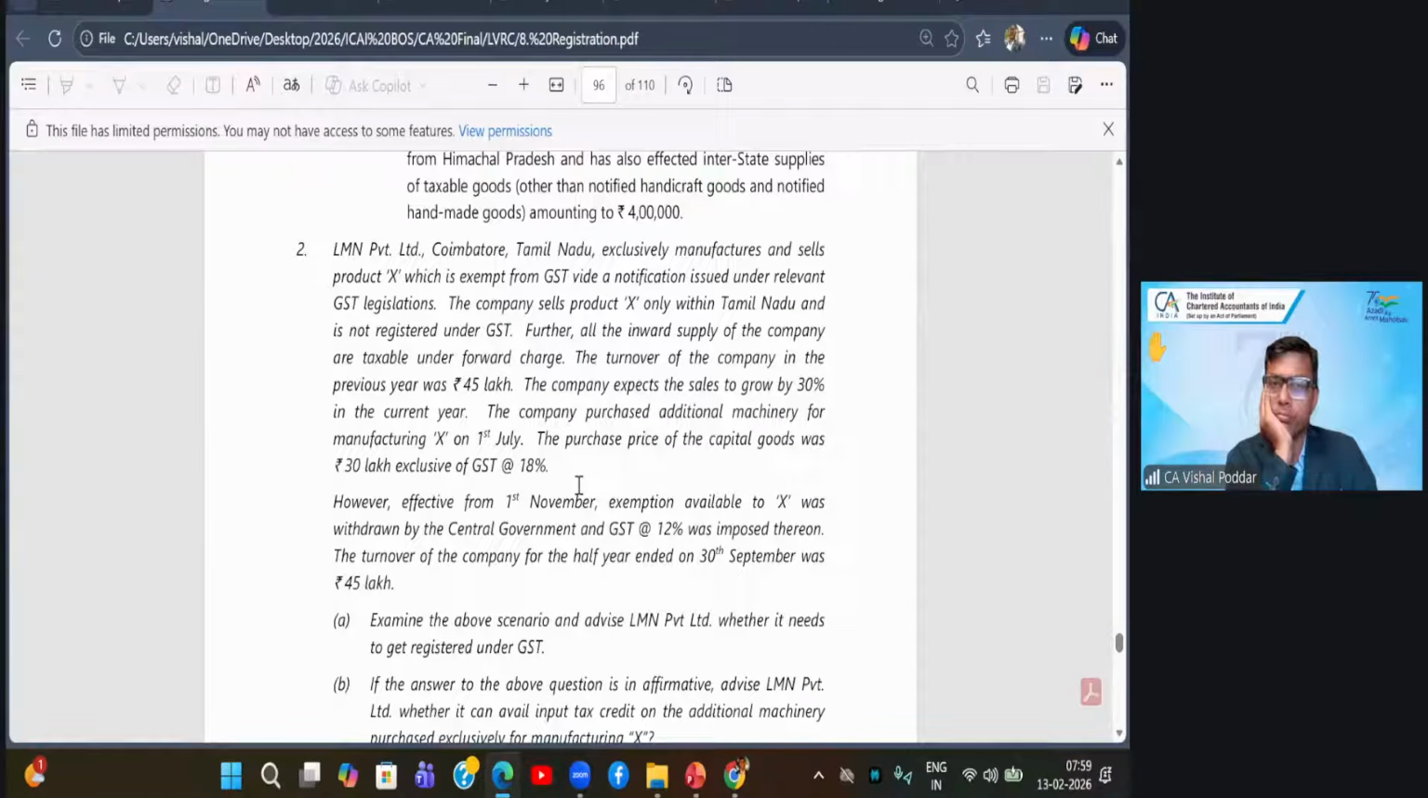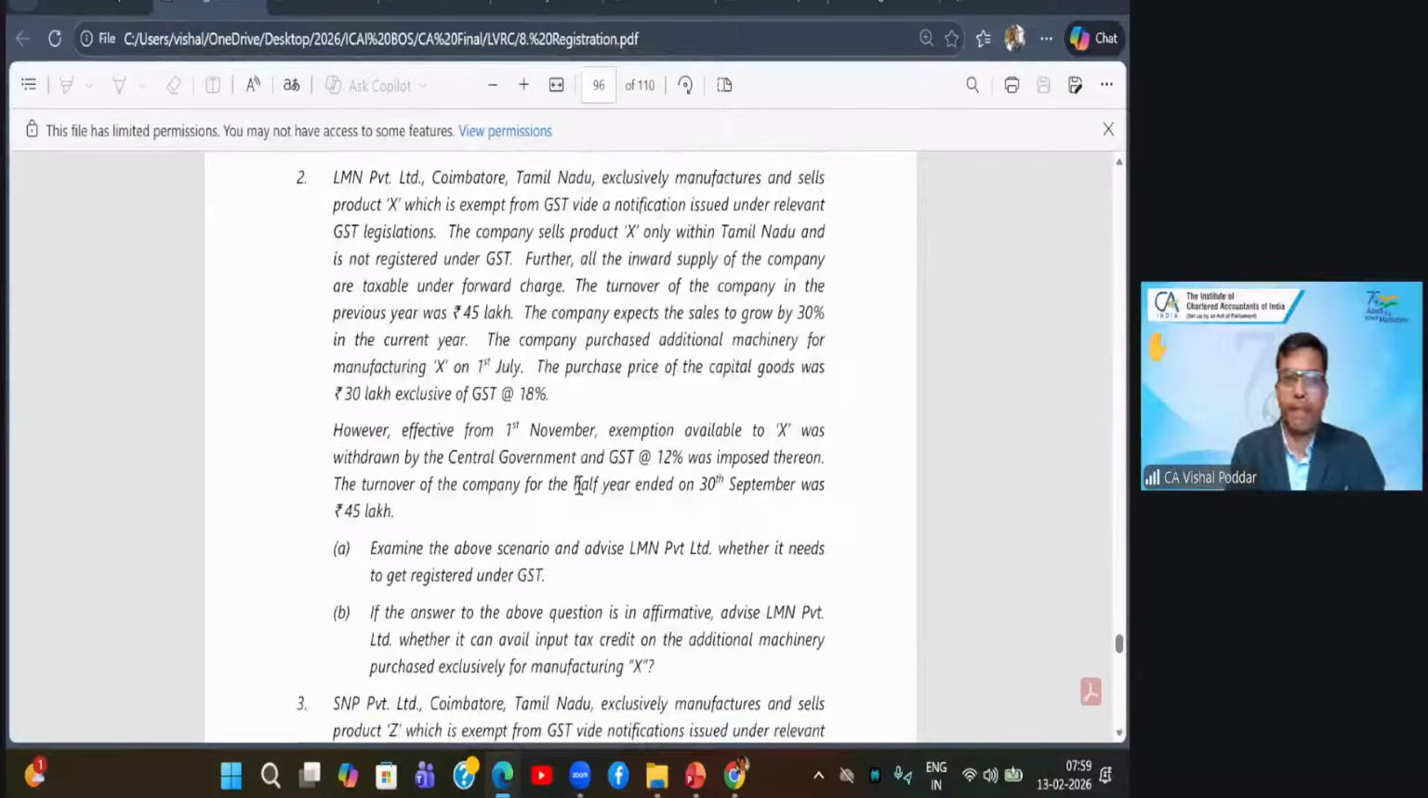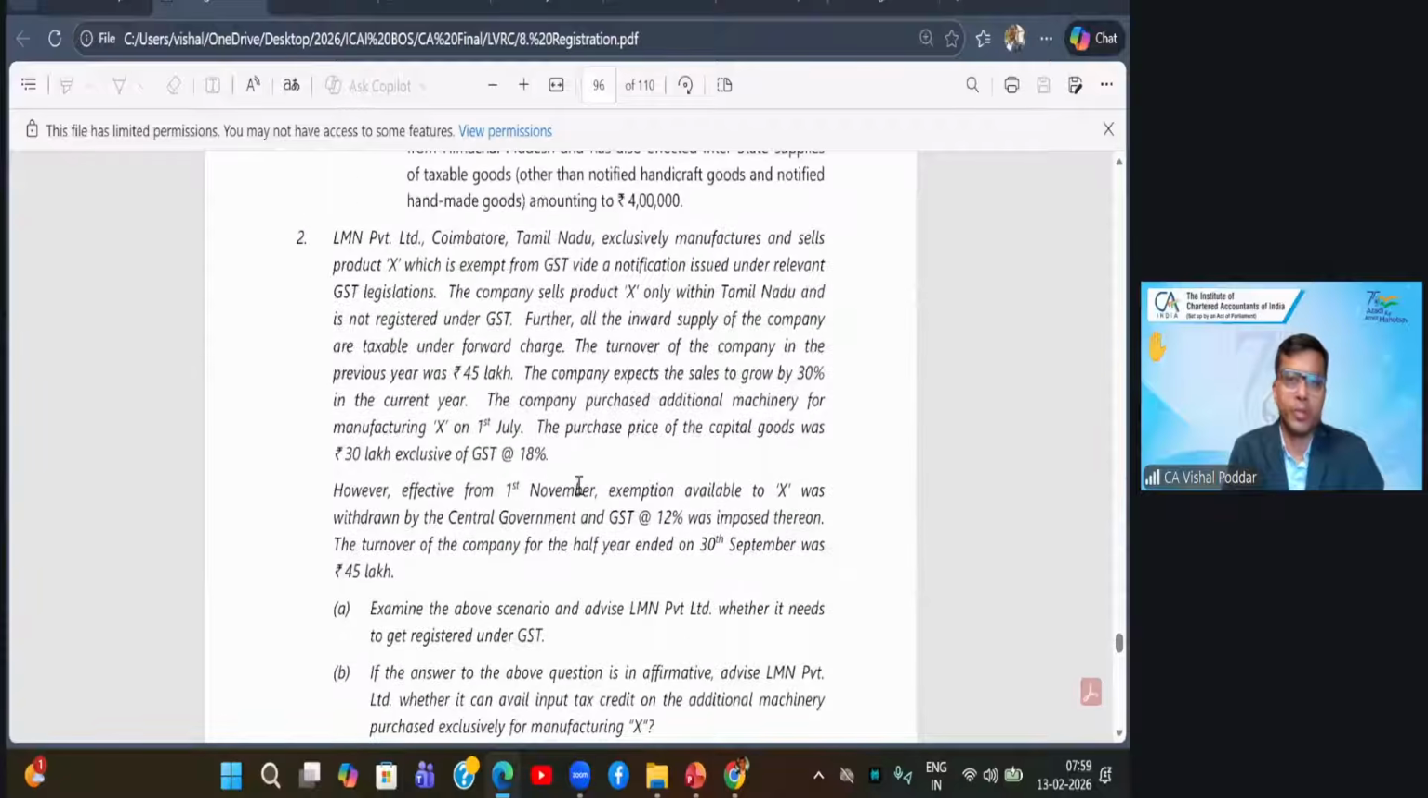However, effective from 1st November, exemption available to X was withdrawn by the central government and GST at the rate of 12% was imposed thereon. Turnover of the company for the half year ended on 30th September was rupees 45 lakhs. Examine the above scenario and advise LMN Private Limited whether it needs to get registered under GST. Okay, so we go by the first question first.